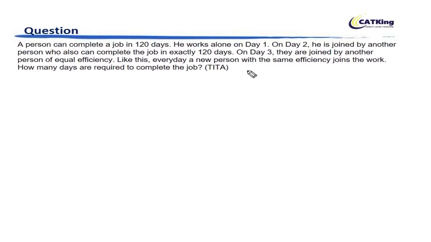Okay. Now a person can complete a job in 120 days. He works alone on day 1. On day 2 he is joined by another person who can complete the job in 120 days. On day 3 they are joined by another person. Like this, every day a new person joins with the same efficiency, right? So how many days are required to complete the job?